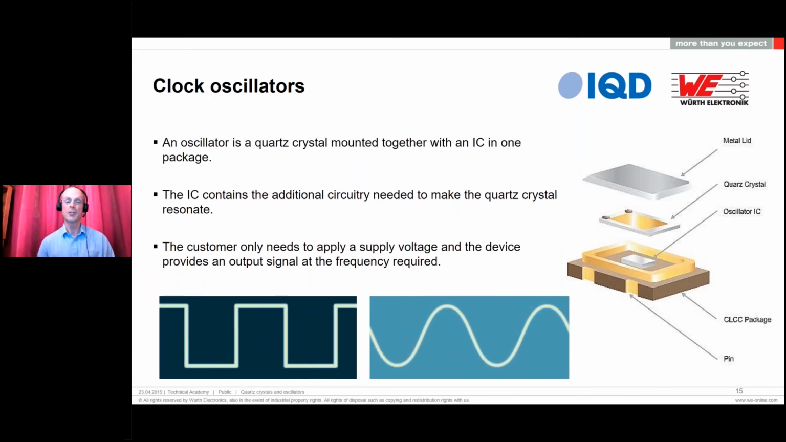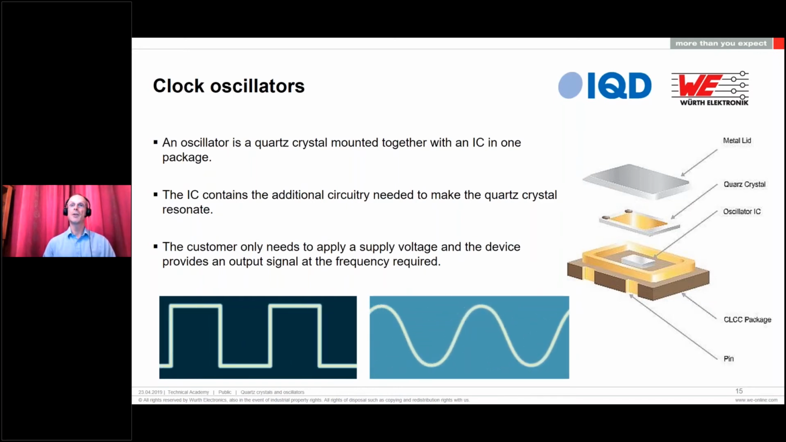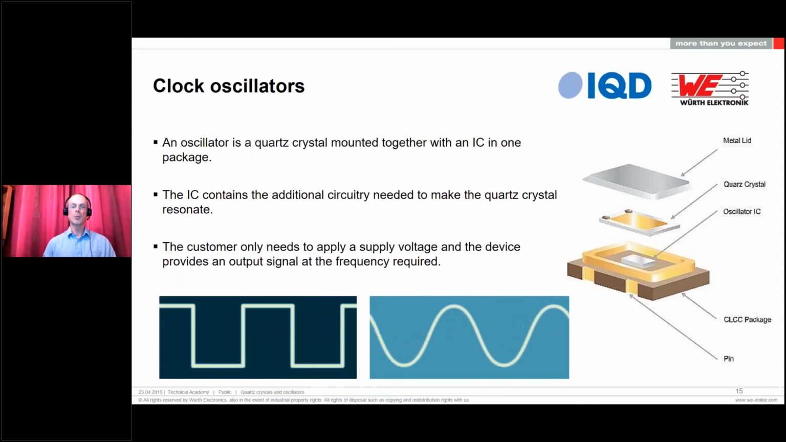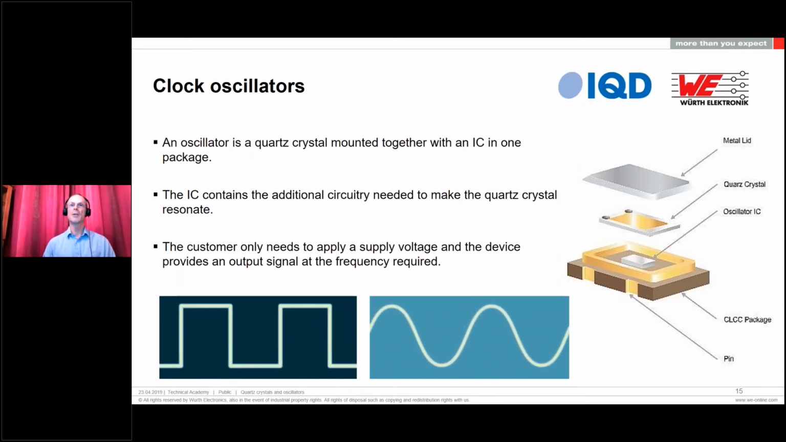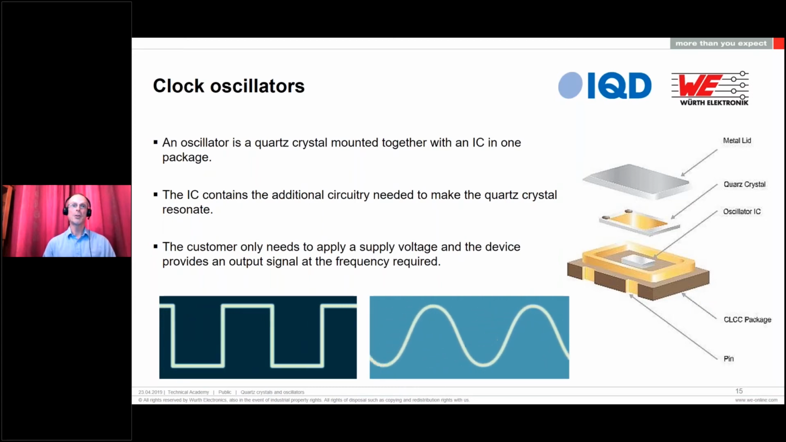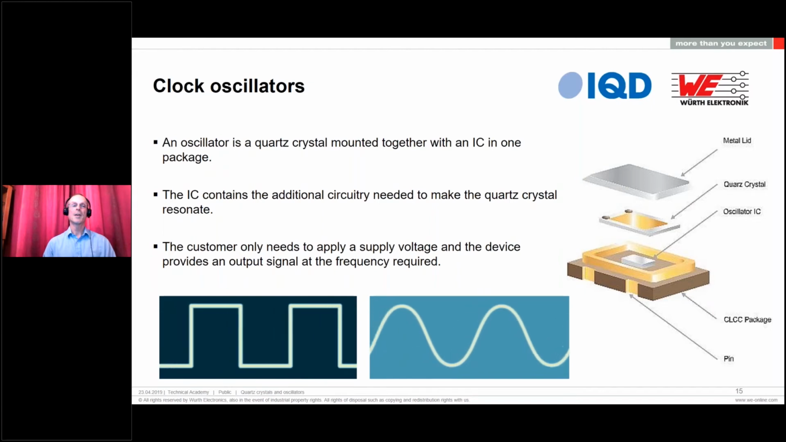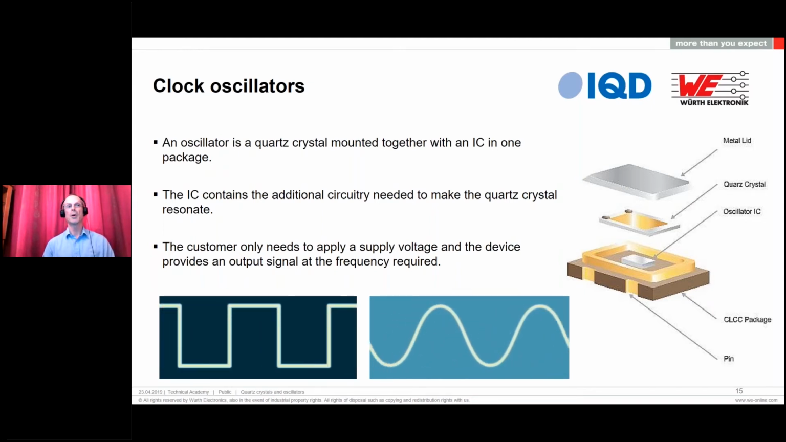It consists of a ceramic leadless chip carrier package with an IC mounted inside. The quartz crystal with the electrodes we discussed is mounted above the IC and a metal lid is sealed on top. That device then becomes a complete unit and gives you a waveform as per the examples, whether it's square wave or sine wave.